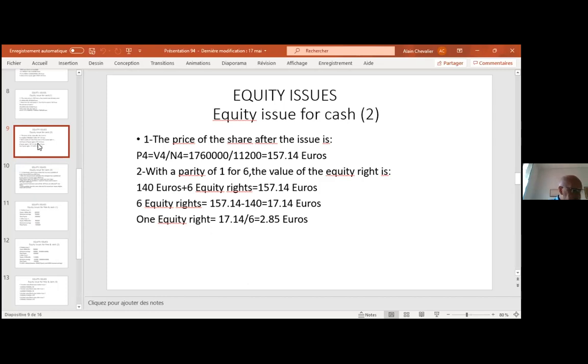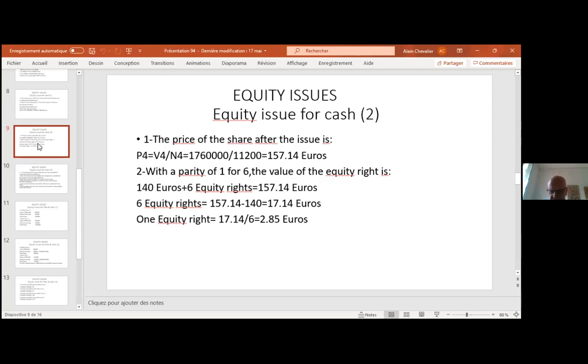And of course, if you go back to the exercise itself, what is asked, and it's a very classical question, is: what is the expected price of a share after the issue? And next, what is the theoretical price of the equity rights, the two main elements.